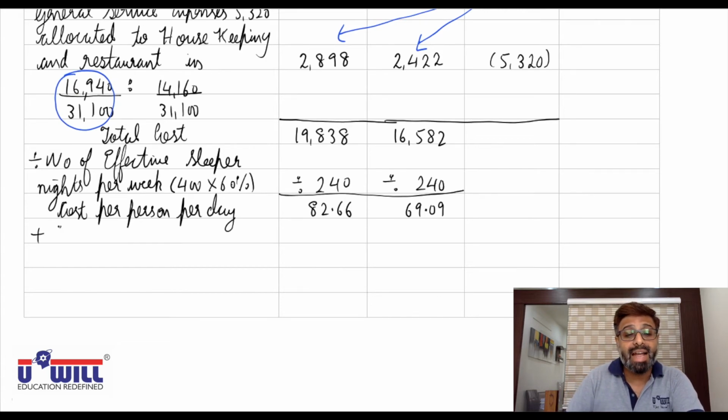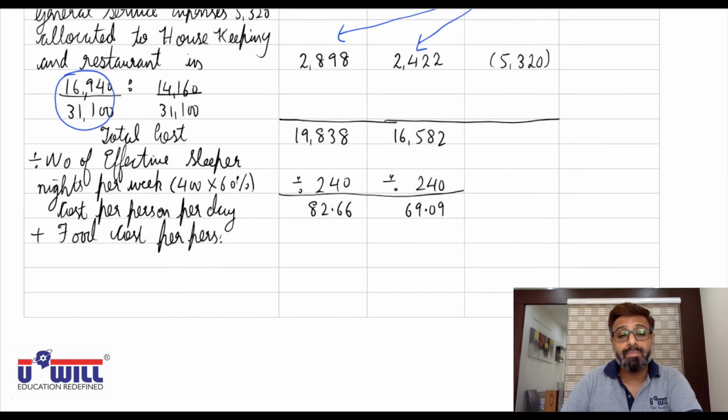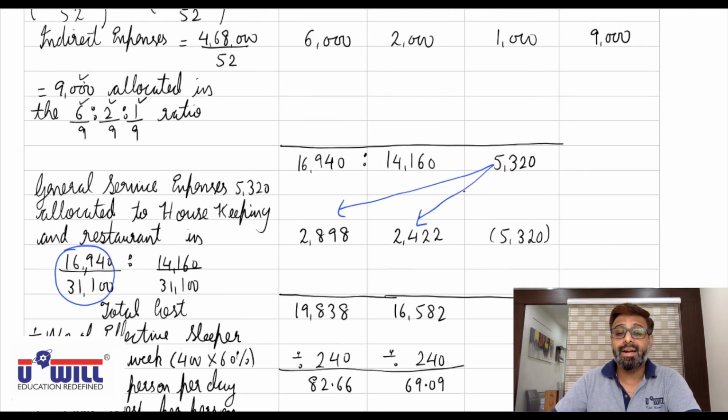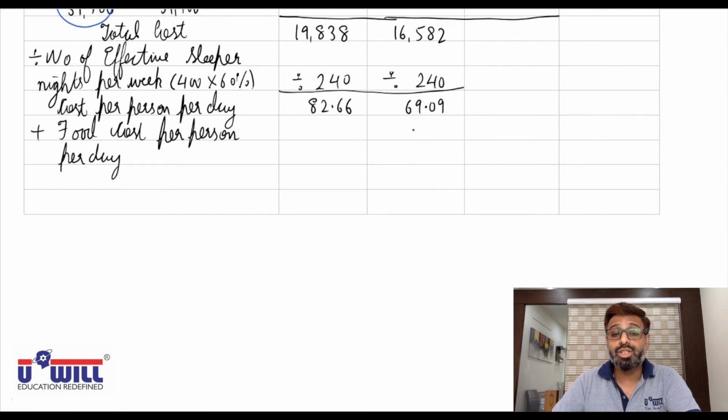In that, now we will add food cost. Since this is already cost per person per day, we have to add food cost per person per day only. That's why I said to you this 700 rupees is the cost per week. So 700 divided by 7 days, what is the food cost per person per day? 100 rupees. You will not charge 700, you will charge 100. That is 700 divided by 7.